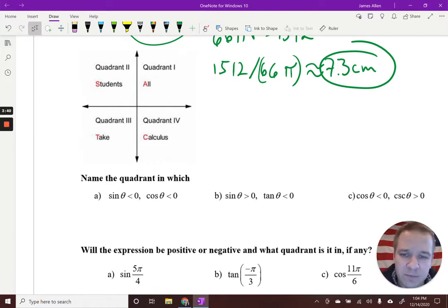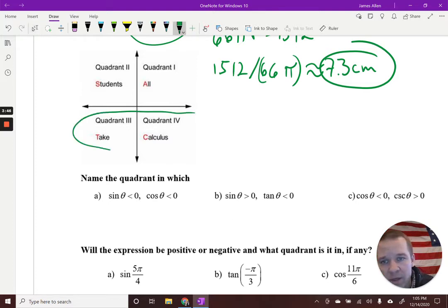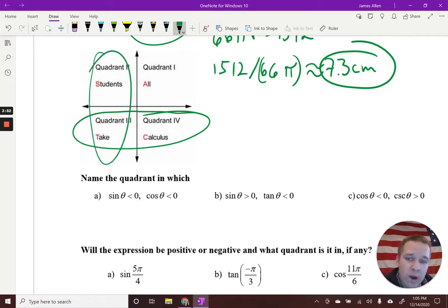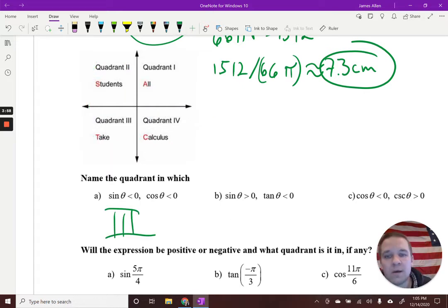Name the quadrant in which sine of theta is less than 0, meaning sine is negative. Okay, so I'm talking about one of these two quadrants. And where cosine is negative, I'm talking about one of these two quadrants. So where is that? Quadrant 3. Let's try another one.